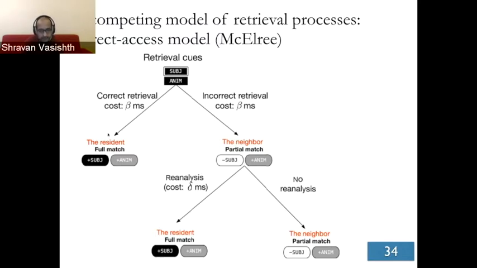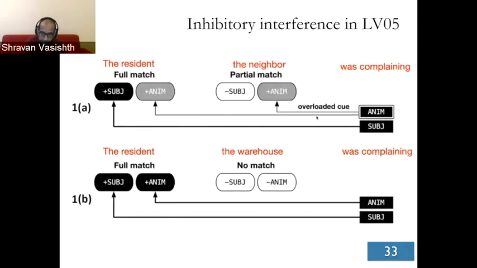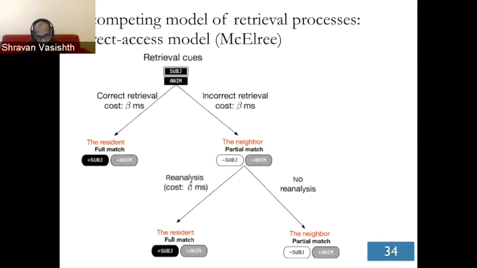So this model is very different from the ACT-R model. If you remember, in the ACT-R model, the cause for the slowdown at the verb is the fan effect here, right? This Q overloading that you have of the animacy feature matching two nouns. In the McElree model, it's the result of a two-step process. You will occasionally fail and then spend more time trying to retrieve the subject.